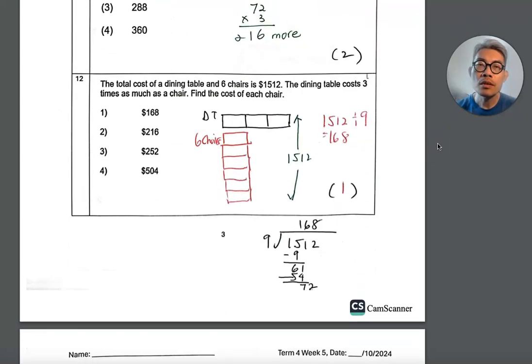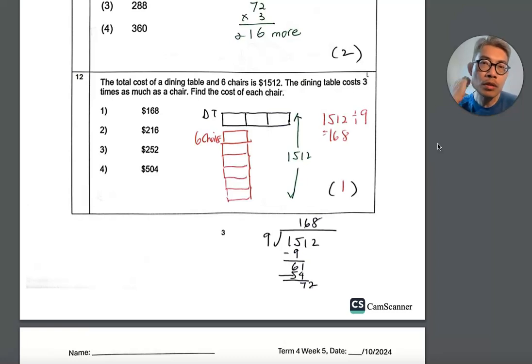Next one, let's go on to question 12. The total cost of a dining table and 6 chairs is 1,512. So we have one dining table and 6 chairs. The dining table costs 3 times as much as a chair. So one dining table costs 3 times as much as a chair. Now how many chairs are there? You saw earlier on that there are 6 chairs. So this will be 1 chair, 2 chairs, 3 chairs, 4 chairs, 5 chairs, 6 chairs.